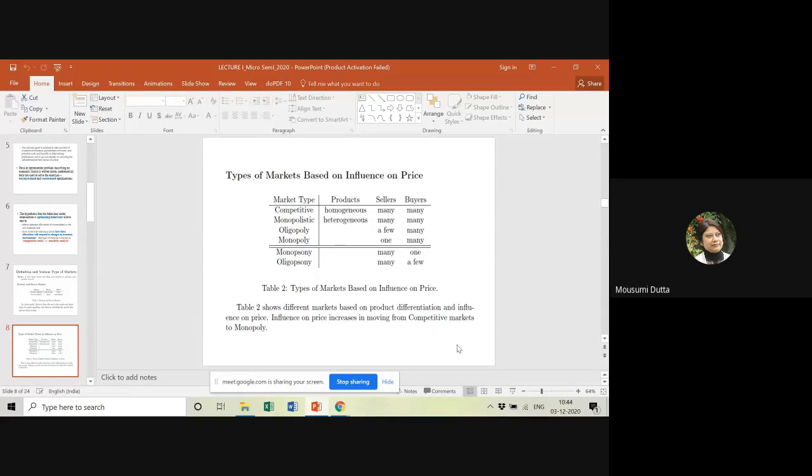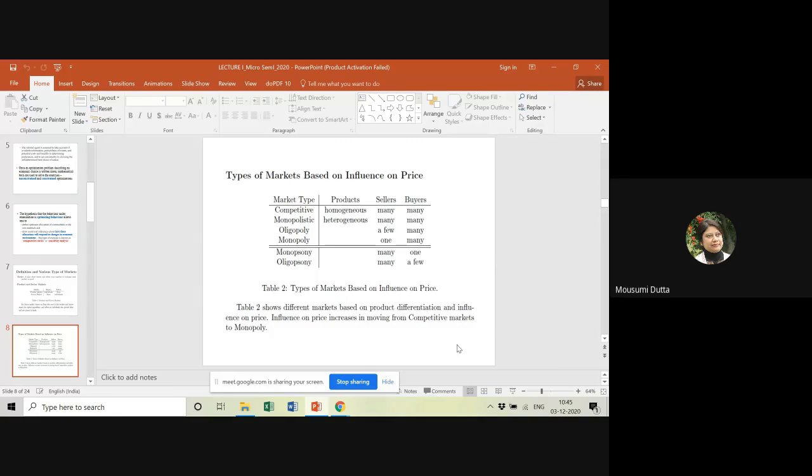Now, to begin with, in a competitive market, generally, the commodities will be homogeneous. All the sellers are selling similar products. There will be multiple sellers. As I mentioned, sellers are many. So there are multiple sellers of a homogeneous product. Products are not varying from one seller to another.